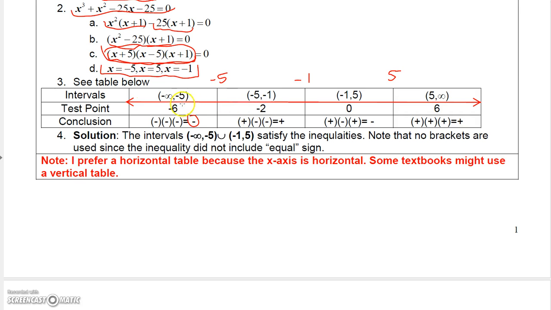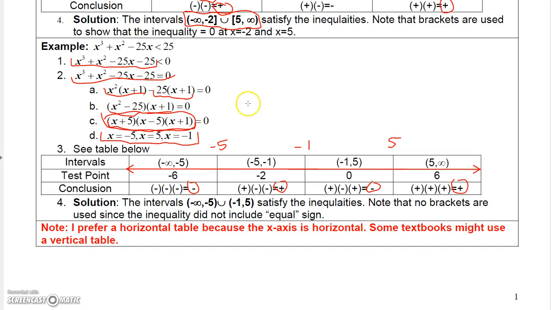Now if you plug negative 2 in, you're going to get a positive for the first term, and then negative for the second two factors. So positive times negative times negative is positive. And if you plug 0 in, you're going to get a negative for the first factor and positive for the others, which is negative. And finally, if you plug 6 in, you're going to get positive for all three factors, so that product has to be positive.